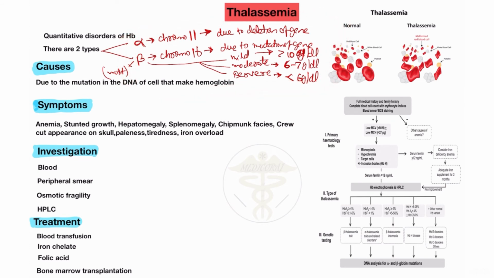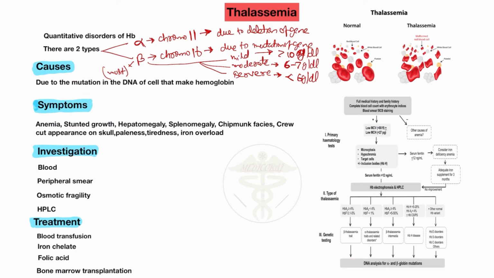What are the causes of thalassemia? Both have mostly the same causes. There is a mutation in the gene of the cell that makes hemoglobin, so because of the mutation, hemoglobin formation decreases in the patient with thalassemia.